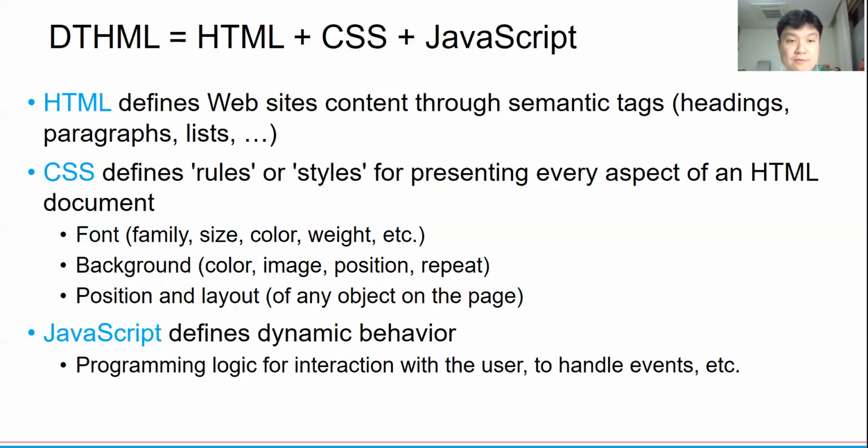And JavaScript defines the dynamic behavior. For example, you want to give programming logic for interaction with the user. So if the user inputs something and it is wrong, then you can directly give some warning. Or if you click something, if the user still does not put in some details, then it gives you some more alerts. And if the user cannot understand what they should input, then you can give some hint, etc.